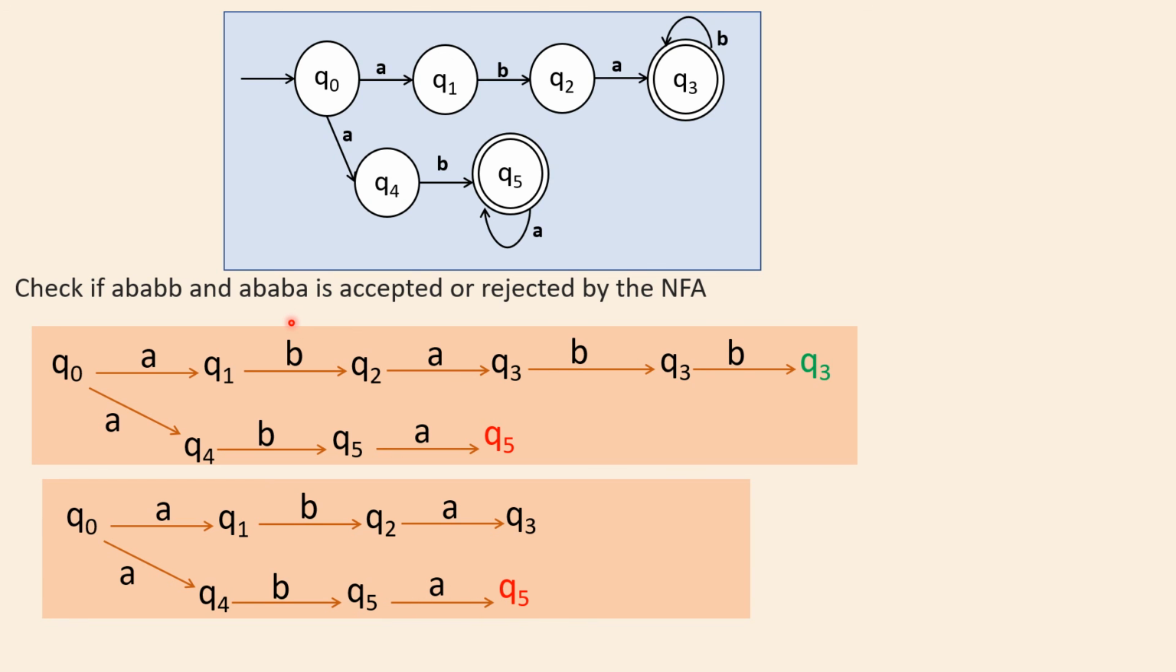Next, the fourth input cell is B. From Q3, B is getting looped to Q3 itself. From Q5 we don't have any output for B, so Q5 stops here. There are no moves. Now the last input we have is A. From Q3 we have no output for A, so A cannot go anywhere. It has only looping B's. So Q3 also gets terminated. The string gets terminated here, so it doesn't get accepted. So the first string is accepted and the second string is rejected by the NFA.